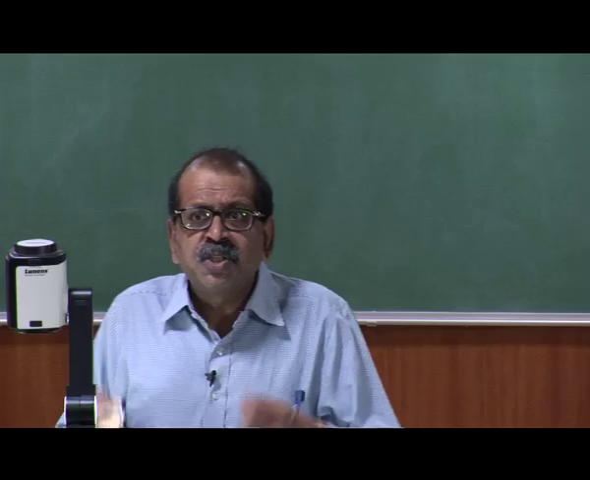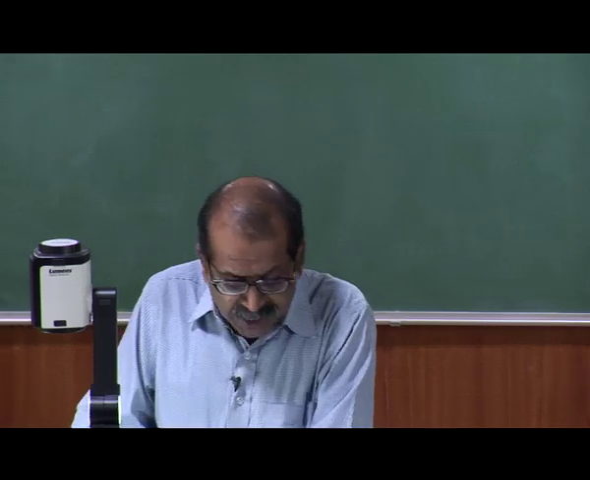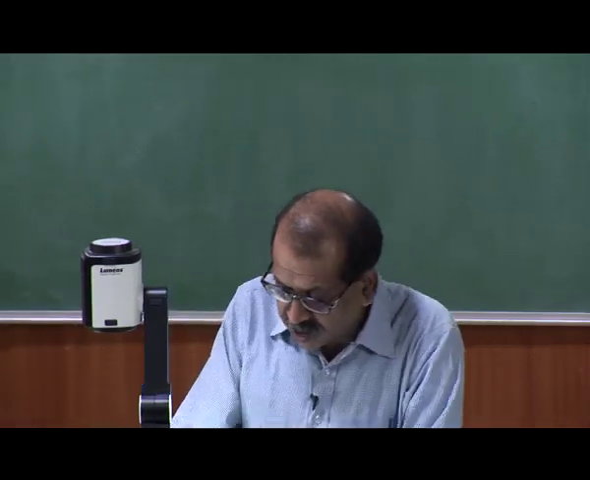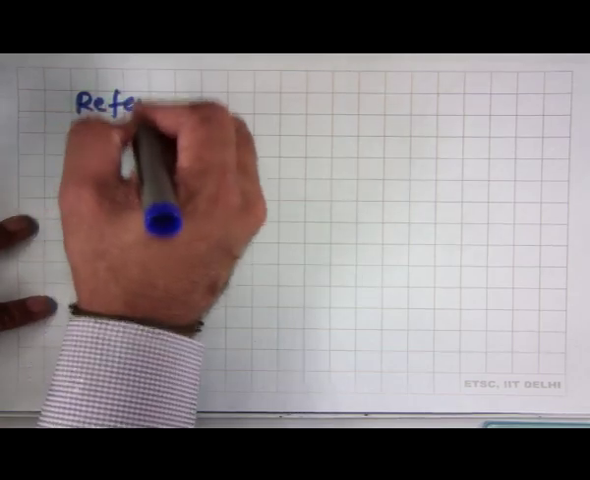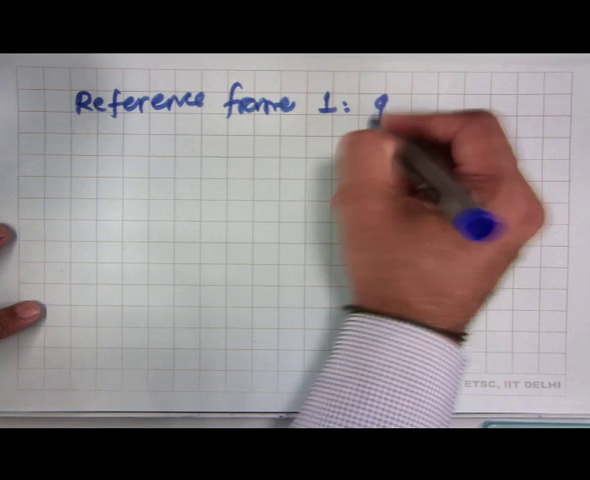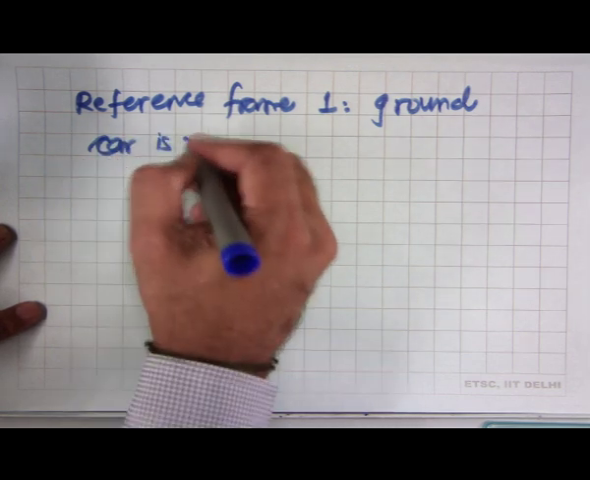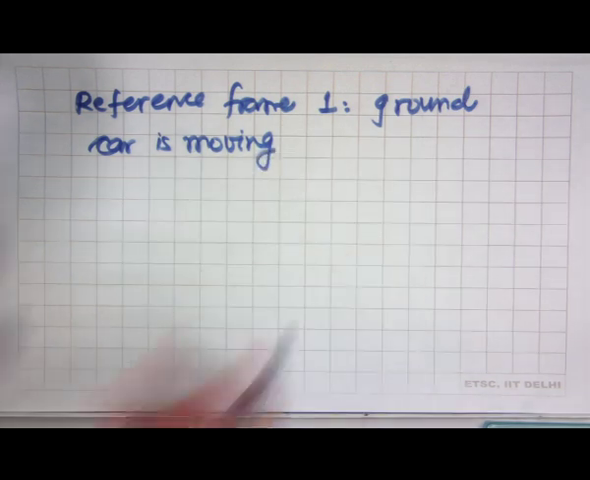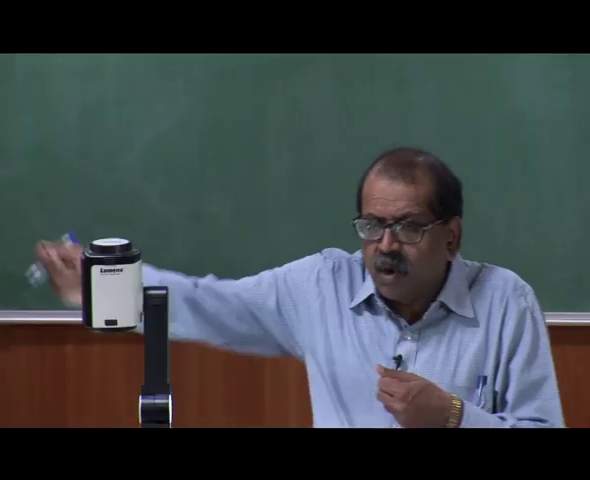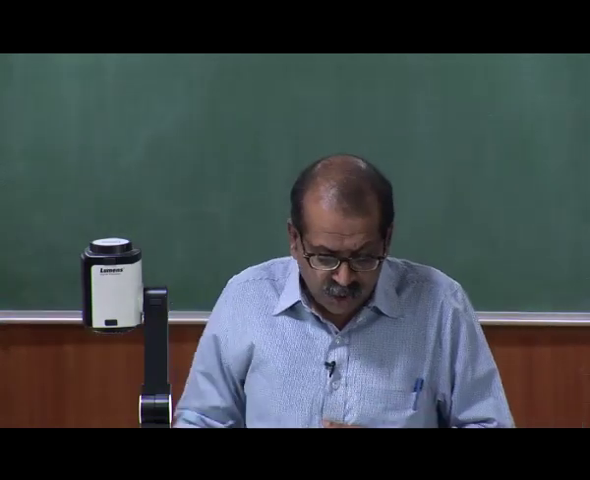Now, the motion of the same point can be observed with respect to a second reference frame. So, there can be multiple reference frames. Let us say we have a reference frame 1, which is the ground, and on the ground suppose a car is moving. So, we observe the motion of the car with respect to the ground. I am observing with respect to reference frame 1, or with respect to the ground, the motion of the car.